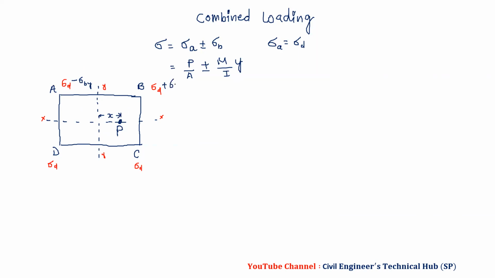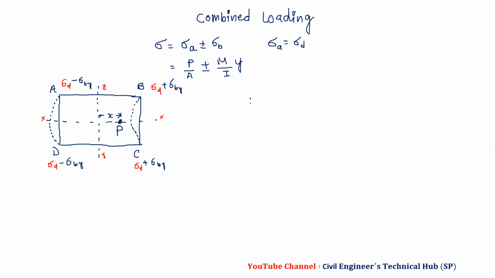So this will be plus sigma By, this will be plus sigma By, and then this will be minus sigma By. Likewise, the corners nearest to the column load will develop compression. Why will this be compression? Because it will bend in this fashion. Therefore we have tension on A and D and compression on B and C.